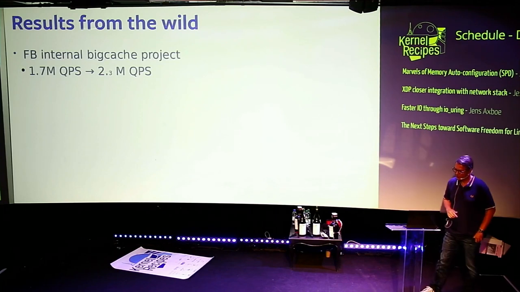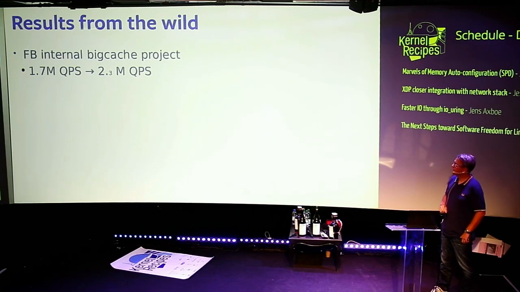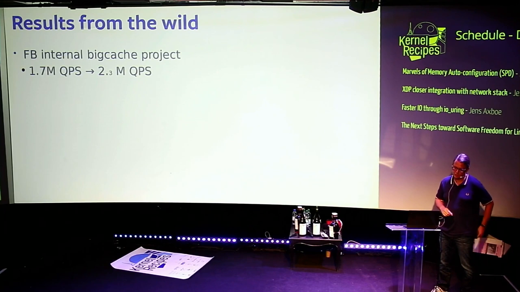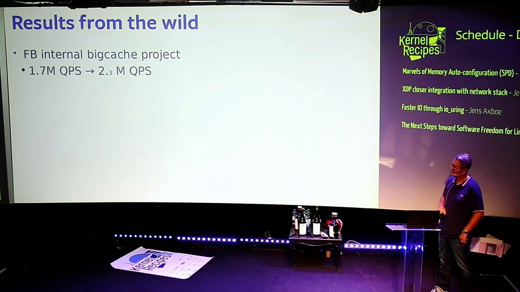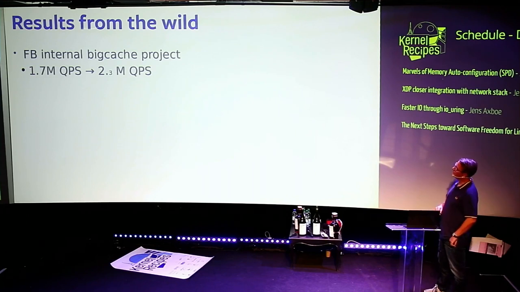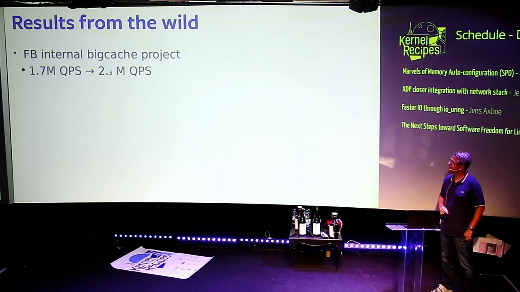Couple more results. It might surprise you, but we've got a couple of different storage things going on at Facebook, and one of them is called Big Cache. I don't know why some of my numbers look really weird on the screen. But anyway, a guy internally implemented io_uring support instead of AIO in Big Cache and was able to take the queries per second from 1.7 million to 2.3 million. So that was a pretty nifty one.